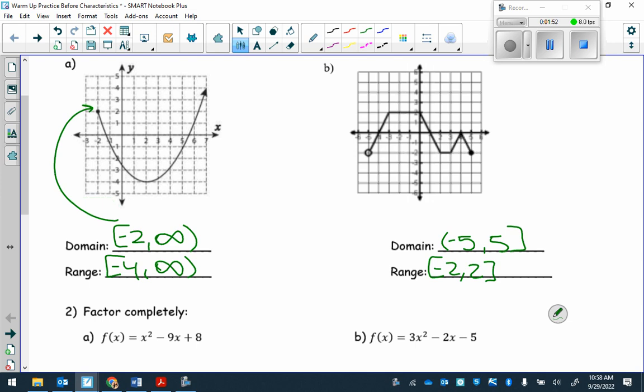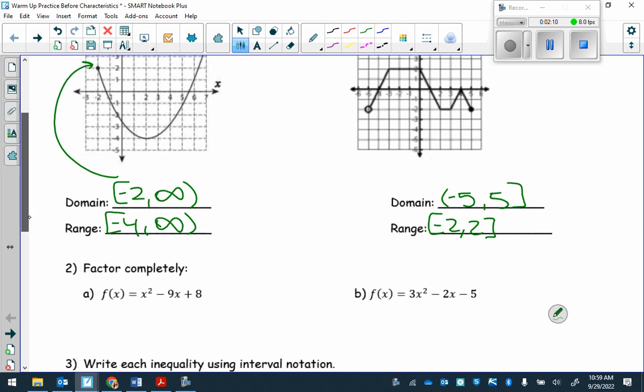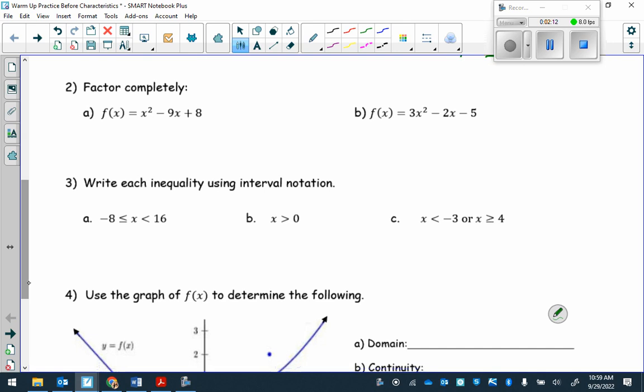Anyway, so closed circle overrides an open. Okay, so this is correct, both with brackets. -2 to 2, even though it's an open circle here, it is included on the right-hand side. So no matter what, it is a bracket. Okay. All right. Now our factoring for A.